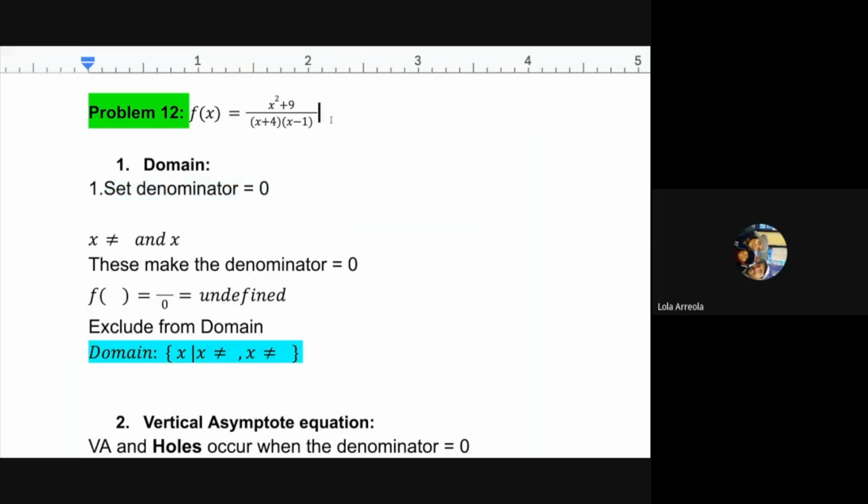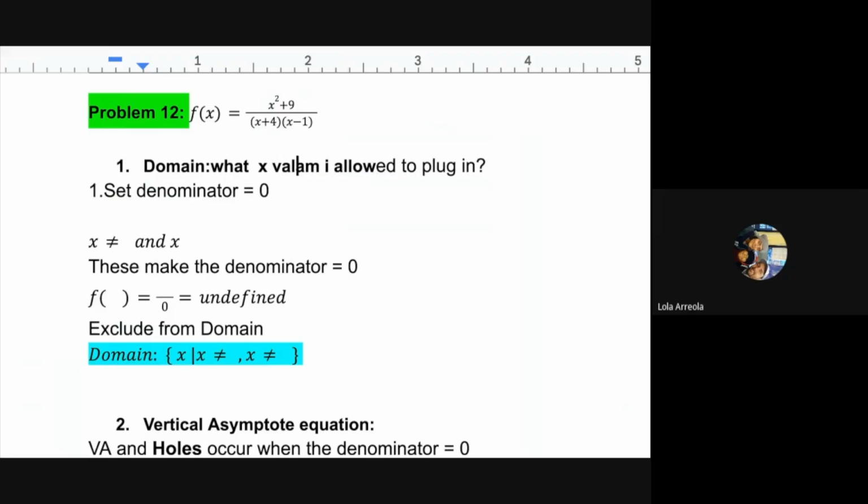If you remember back in chapter 1, the domain is what x values am I allowed to plug in? Can I plug in any x value I want? Well, for the most part, domain is all real numbers. But whenever I see a fraction, that's a red flag, or a square root, that's another red flag. When a polynomial function is equal to a fraction or a square root, that means that I can't always plug in whatever x values I want. Some x values give me problems.